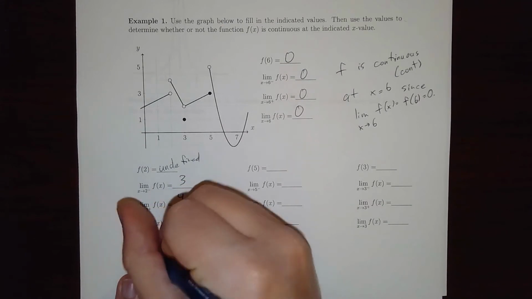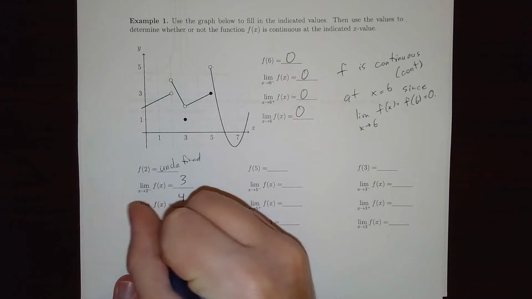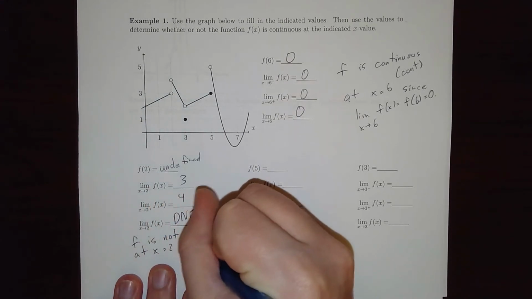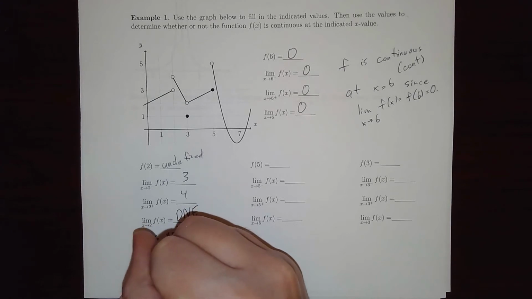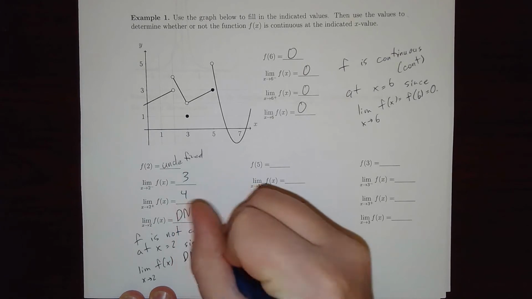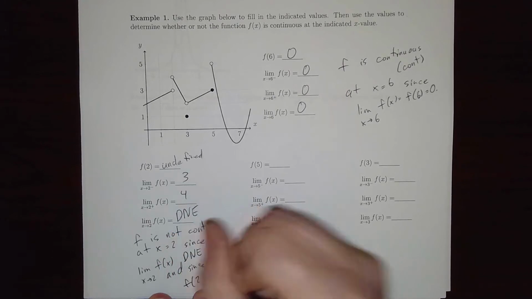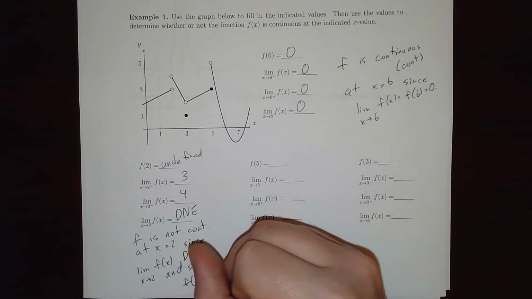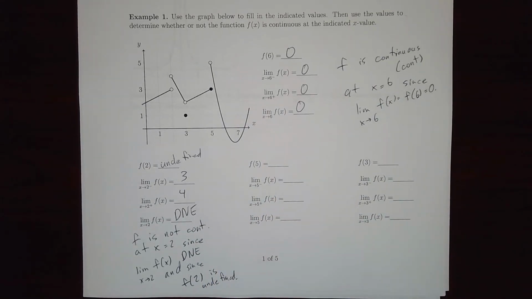So f is not continuous at x equals 2, since the limit as x approaches 2 of the function does not exist, and since f of 2 is undefined. So we needed both of those things. We actually have neither of them, so it's not going to work out.